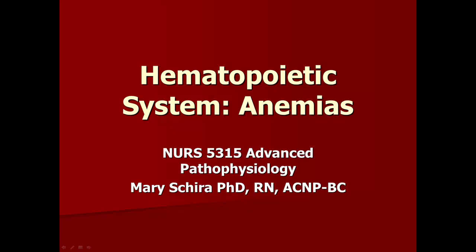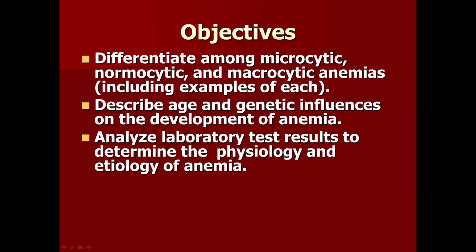Welcome to the first of two lectures on the hematopoietic system. This lecture will focus on anemias. In this lecture, we will differentiate among microcytic, normocytic, and macrocytic anemias, and we'll talk about examples of each. We will talk about the age and genetic influences on the development of anemia, and we'll use laboratory test results to help us determine the physiology and the etiology of the different anemias.